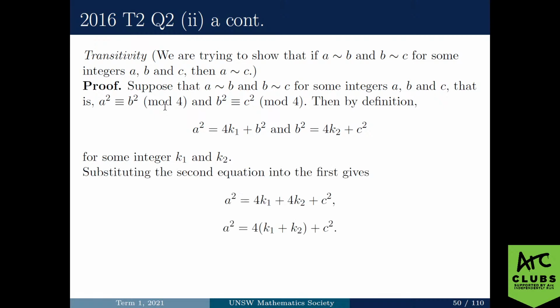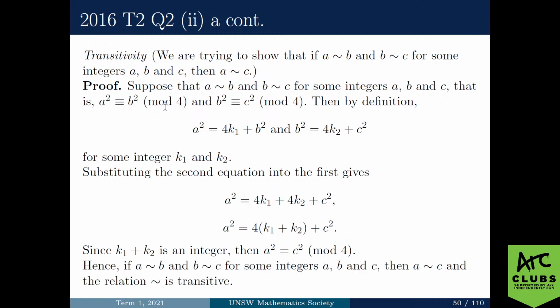If we substitute the second equation into the first equation using B squared, we get that A squared equals 4k1 plus 4k2 plus C squared. As you can see, we can factorize a 4 out, and now we can say A squared is equal to 4 times some integer plus C squared, which is what we wanted. Because if we take the modulus of 4 on both sides, we get that A squared is equivalent to C squared in mod 4, not equal to. So we've proved that if A is related to B and B is related to C, then A is related to C, and so it's transitive.